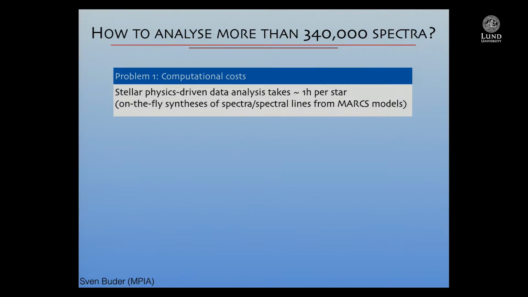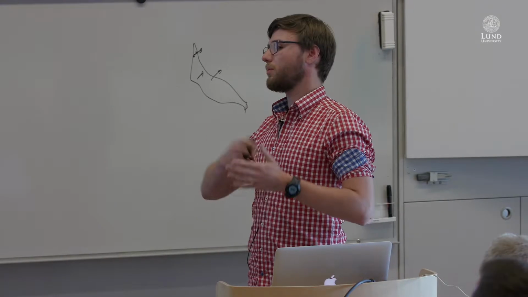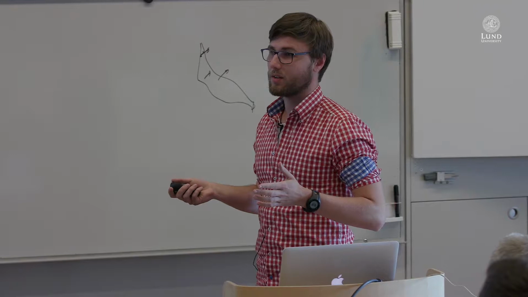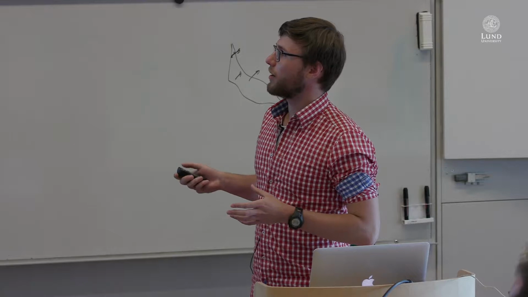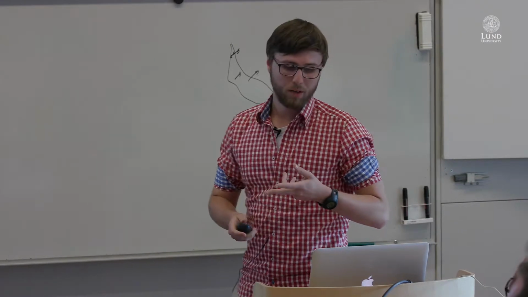And you end up with some problems that you have to come up with solutions for. One of the problems we faced for the Galar survey was the computational cost, because already now we have observed more than 340,000 spectra. And the problem is that the stellar physics-driven analysis takes roughly 1 hour per star, doing everything on the fly, and also getting the stellar parameters and the abundances.